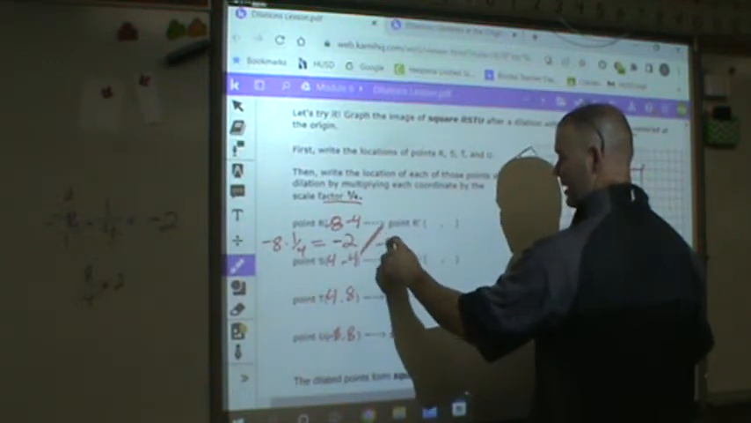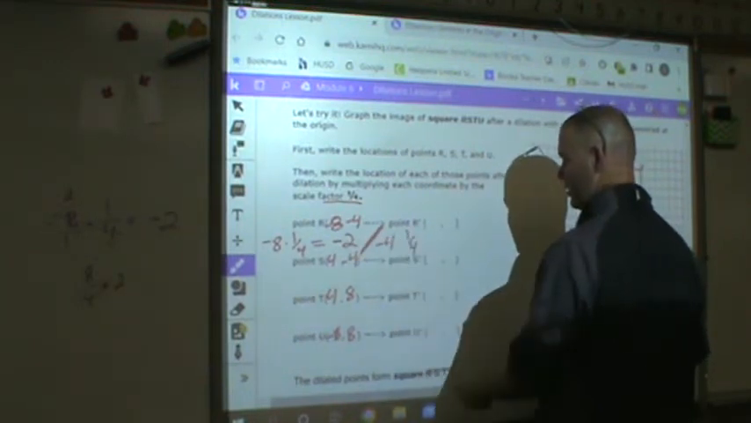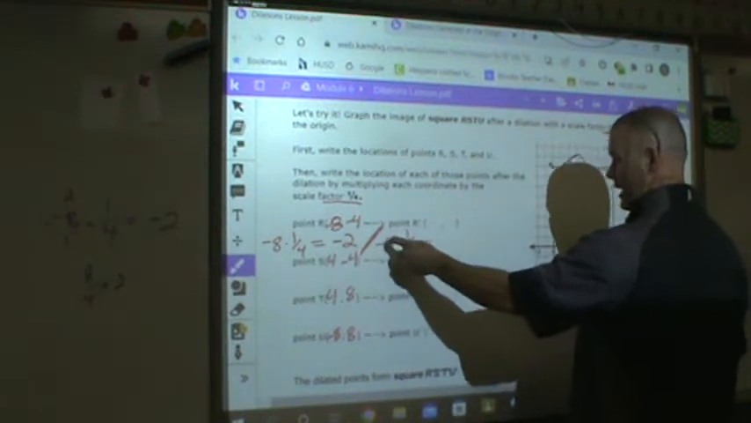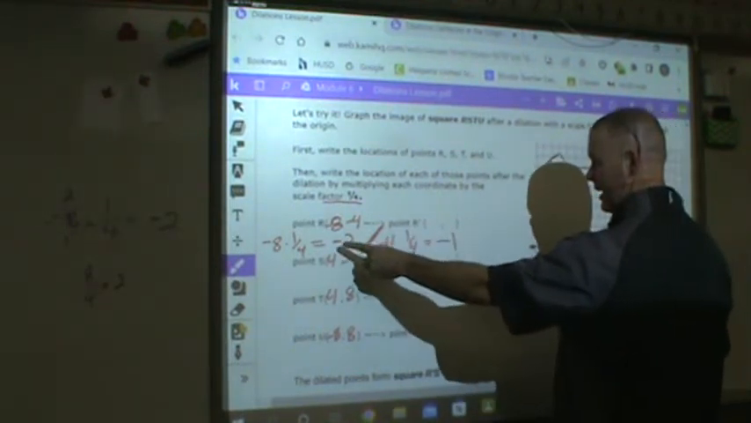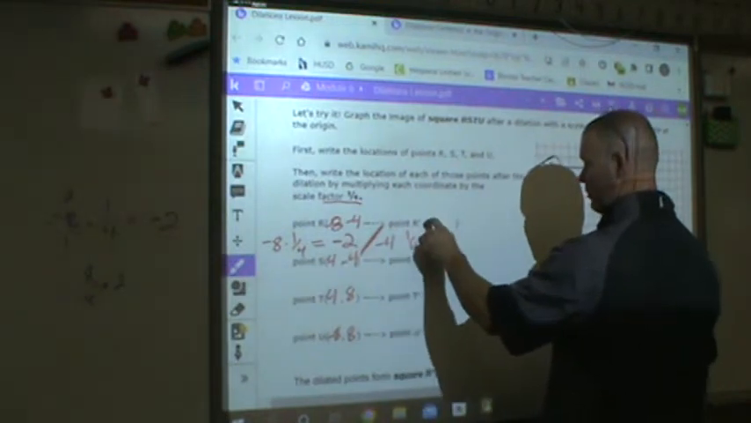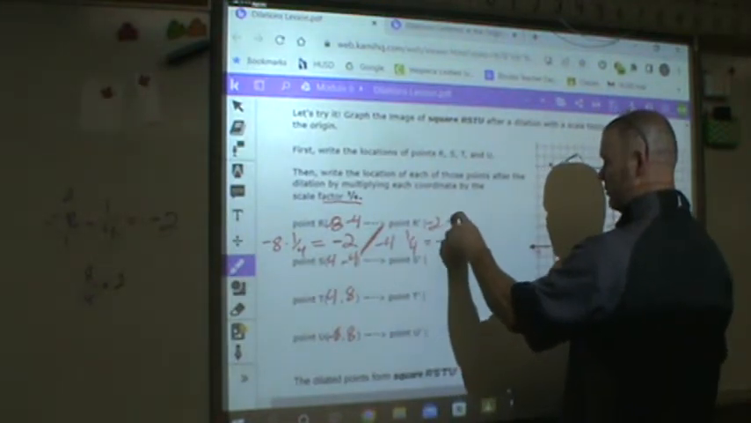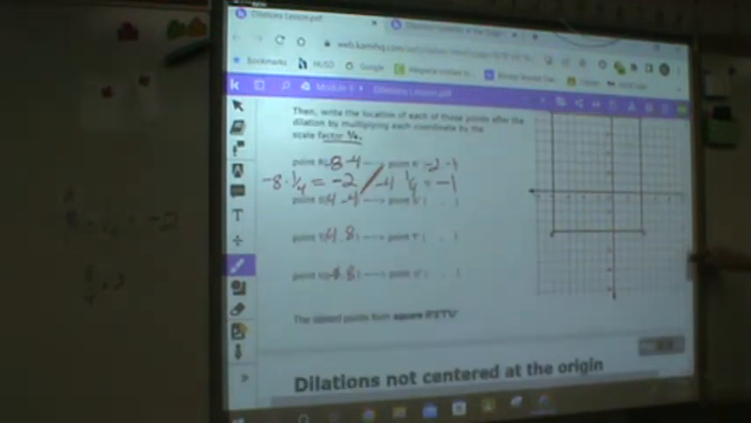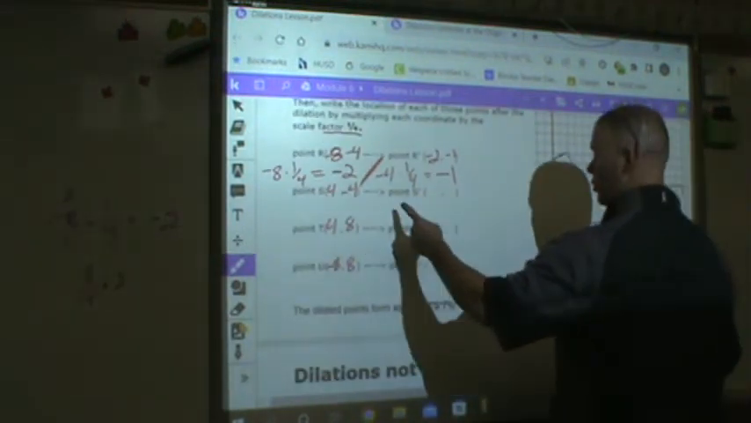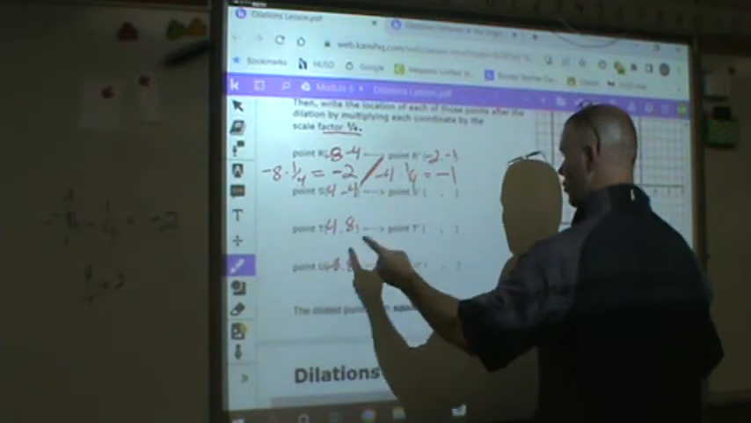What is negative 4 times 1/4? Apply the same principle. Negative times a positive is negative. A fourth of 4 is 1. So my point R prime, its new home is going to be negative 2 and negative 1. And I simply do the same thing for all of the other points. Show your work. No work, no credit.